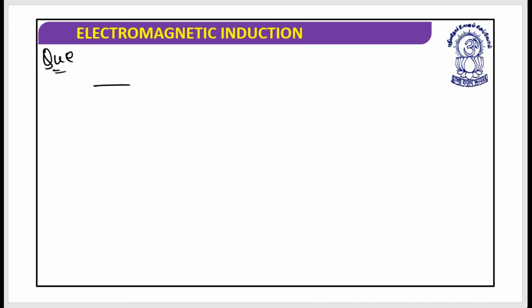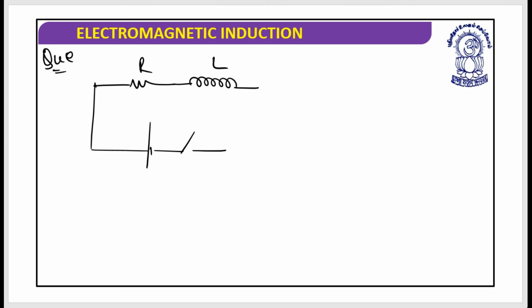Suppose the situation is this: this is resistor R, this is inductor L, and this has been connected with something like this. This is a switch, and as it has been connected, let's suppose this is E. The situation is that this is EMF E, this is resistance R, this is inductor L, and it has been connected with this.